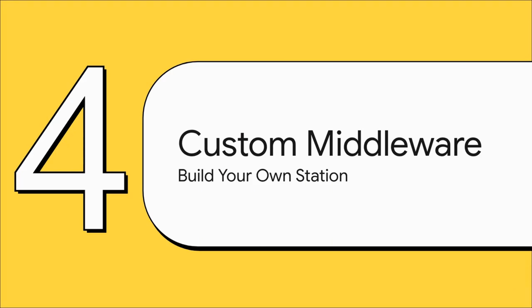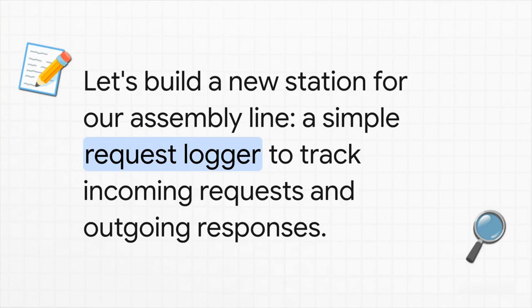Okay, but here's where it gets really powerful. This whole system isn't a locked box. You're not stuck with just the pre-built stuff. You could actually design and build your own custom stations for the assembly line to do literally anything you want. So let's walk through a classic example. Let's say we want to build our own little station on the line, and its only job is to log the details of every single request that comes in and every response that goes out. Super useful for debugging, right?